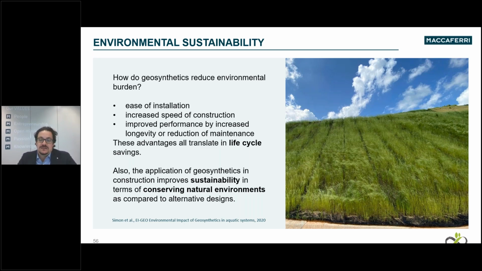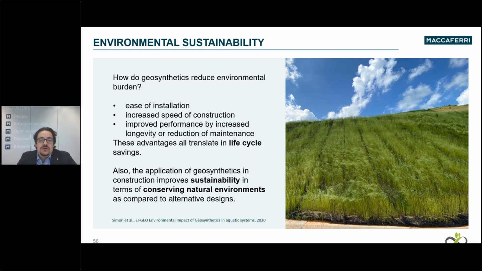Another very important behavior that we need to underline for all the geosynthetic solutions is that this kind of material typically reduces a lot the environmental impact of the engineering solution. This is due to the fact that they are very easy to install. So the installation is fast. It means you have to use less equipment to install it, and you spend less time compared to a different solution.